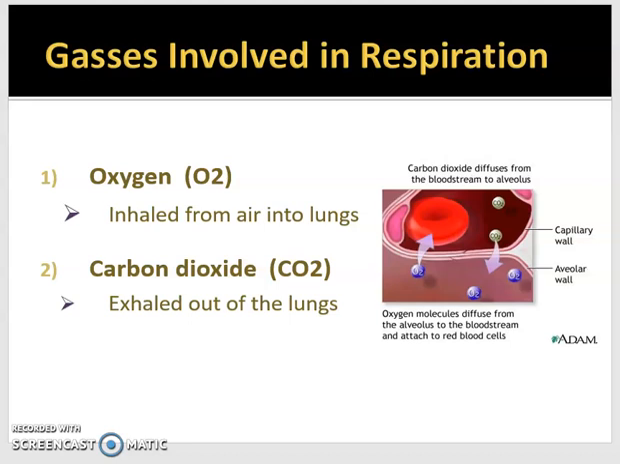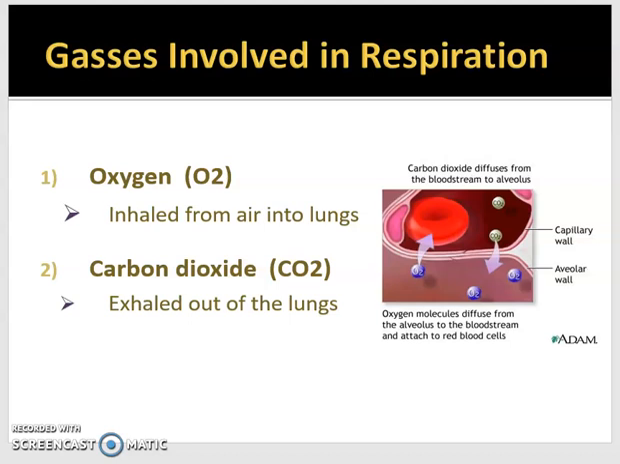So the gases involved in respiration are oxygen, which is abbreviated O2. This consists of inhaled air into the lungs. And carbon dioxide, and its abbreviation or its chemical sign, is CO2. And this is what's exhaled out of the lungs.